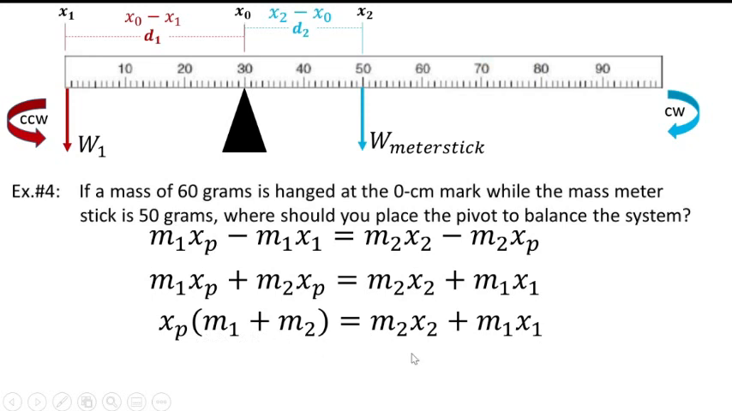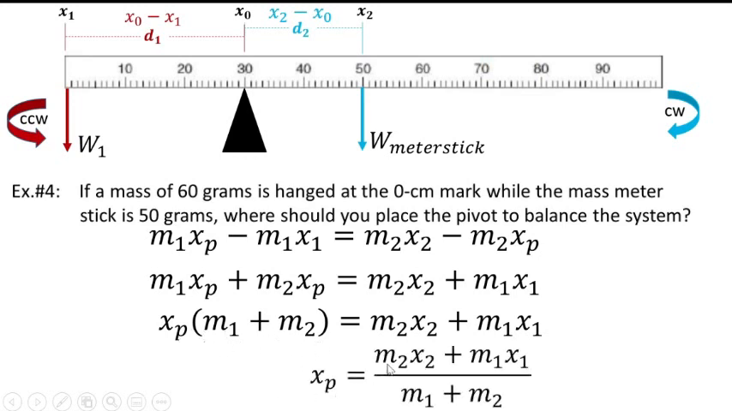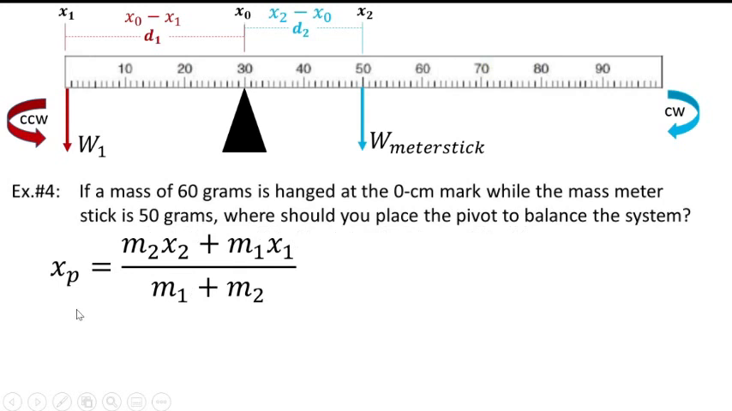And we can move it here. So, we can cross multiply it by this one. So, XP now is just equal to M2 X2 plus M1 X1 divided by M1 plus M2. So, this is the formula for getting the position of our pivot.